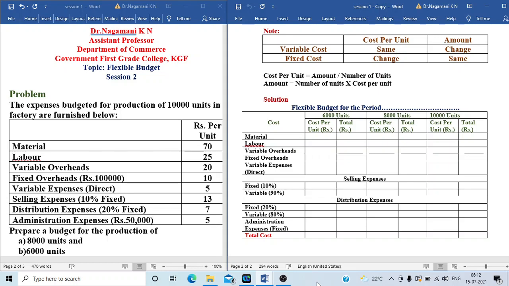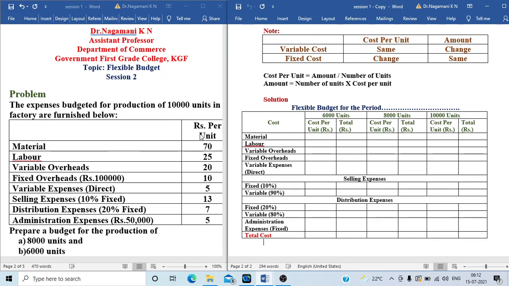Welcome back to the session 2 flexible budget. First look at the problem. The expenses budgeted for production of 10,000 units in a factory are furnished below. The information is given for 10,000 units.